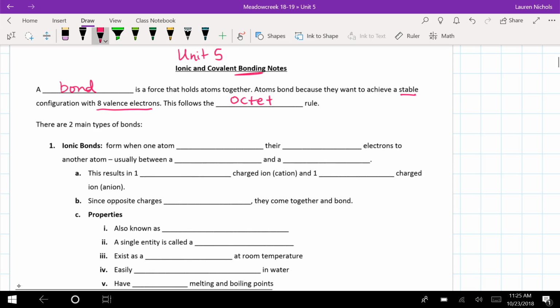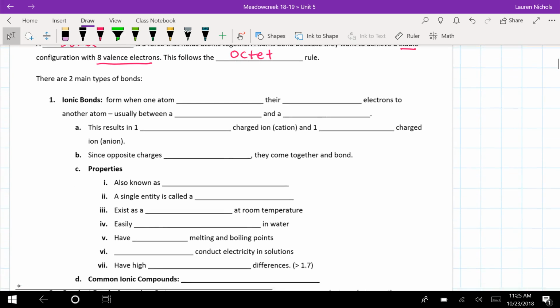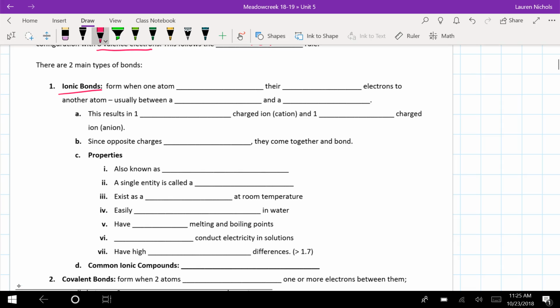There are two main types of bonds. The first type is an ionic bond. An ionic bond forms when one atom transfers its valence electrons to another atom, and it's usually between a metal and a non-metal. This results in one positively charged atom, which we call a cation, and one negatively charged atom, which we call an anion. Those are vocabulary words from previous units that you should already know.